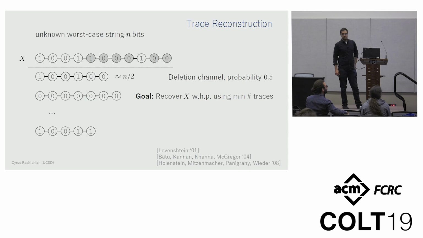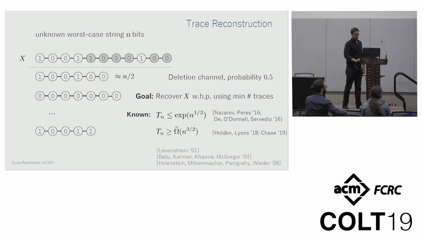And eventually the question is, how many samples do you need to recover this unknown string, the labels of this string, with high probability? This has been studied both in the theory algorithms community and also by coding theorists. Currently, the bounds are quite far apart. The best upper bound that we know is that exponential in n to the 1/3 samples or traces suffice. And the lower bound is slightly superlinear, so about n to the 3/2 traces are necessary. This is a really big gap, and the problem is that there's lots of correlation. These deletions cause the samples to look very confusing.